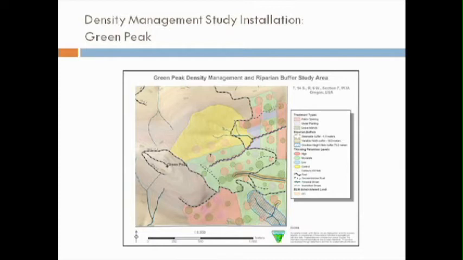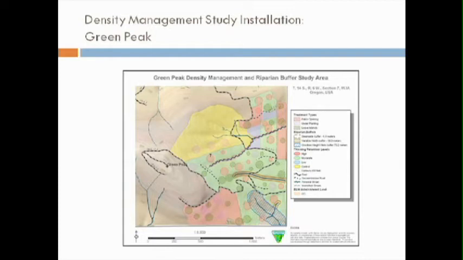So for those of you who weren't here yesterday, just to give a brief overview of the density management study layout. A typical layout is illustrated here for Green Peak, which is also where you'll be going on the field trip tomorrow. What this diagram illustrates is we have a control thinning unit, we have a moderately thinned unit which brought the initial density down to 80 trees per acre. We had a high residual density thinning unit which brought it down to 120. And then we have a variable density unit which basically divided a treatment area into thirds, with roughly a third being thinned to 40 trees per acre, a third to 80 trees per acre, and a third to 120 trees per acre.